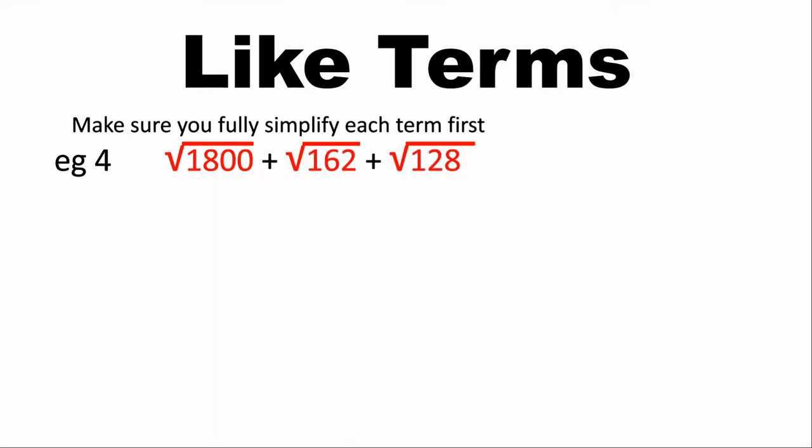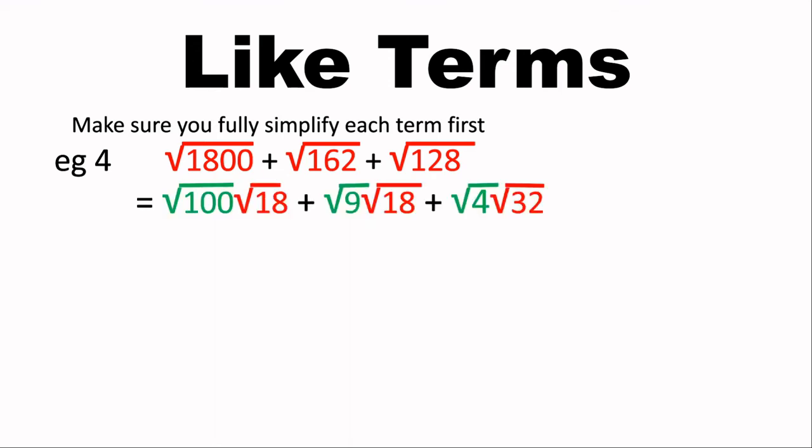For 1,800, for example, I might say that that could be written as 100 times 18. And I could say that 162 is 9 times 18. And 128 is 4 times 32. And that would be true. And I factored out a square number in each case, so I could simplify that. That would be 10 root 18 plus 3 root 18 plus 2 root 32.